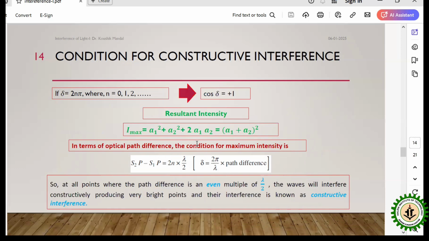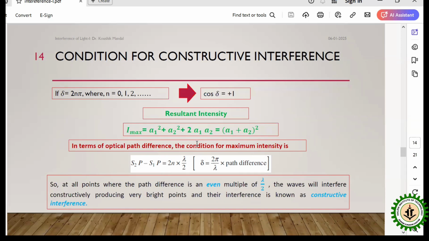First is the condition for constructive interference. Constructive interference means that the resultant intensity is bright. So if we consider delta equals 2n pi, where n is 0 or a natural number, then cos delta equals 1. For this condition, the resultant intensity Imax equals a1 square plus a2 square plus 2a1a2, which equals (a1 plus a2) whole square.